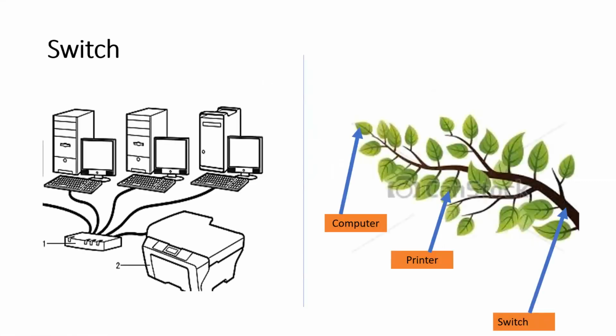We'll start with a switch. Let us bring back the bank we had discussed in the previous video. On the left side of your screen is a bank which has computers and printers. They're all connected to a network device called a switch. It's been labeled as 1 for your understanding.